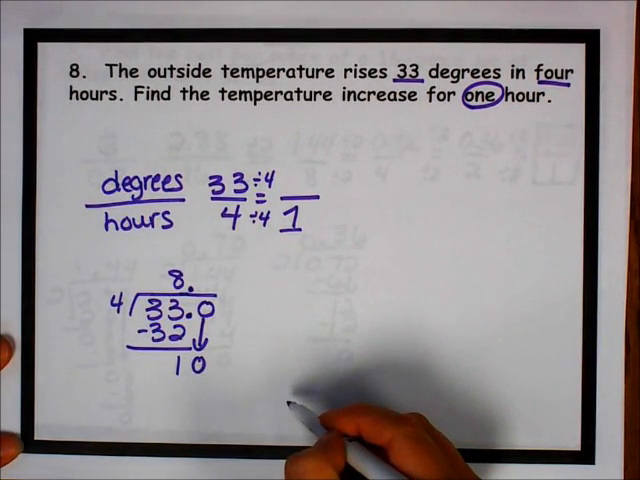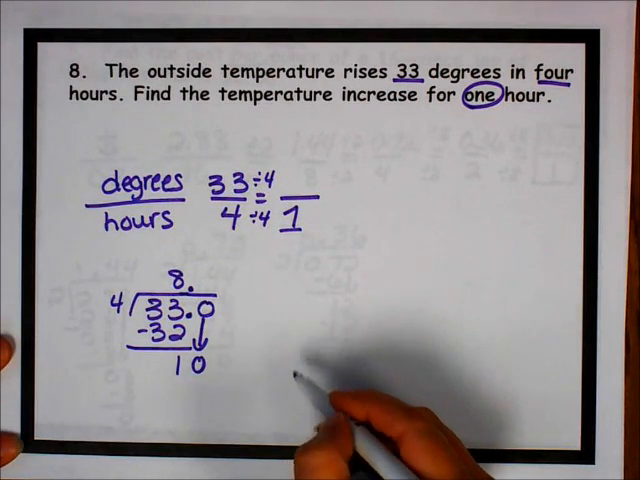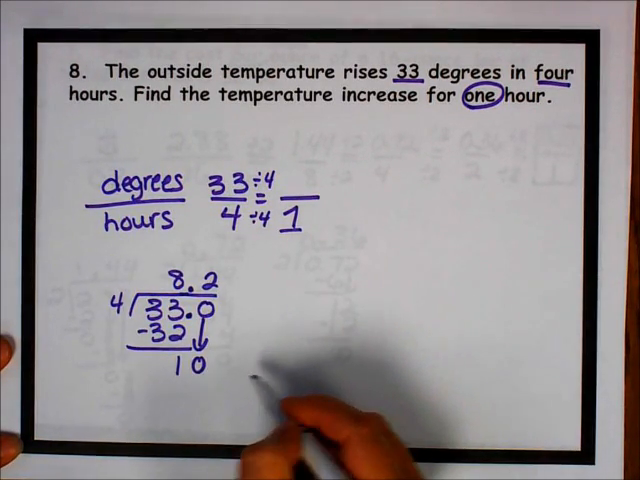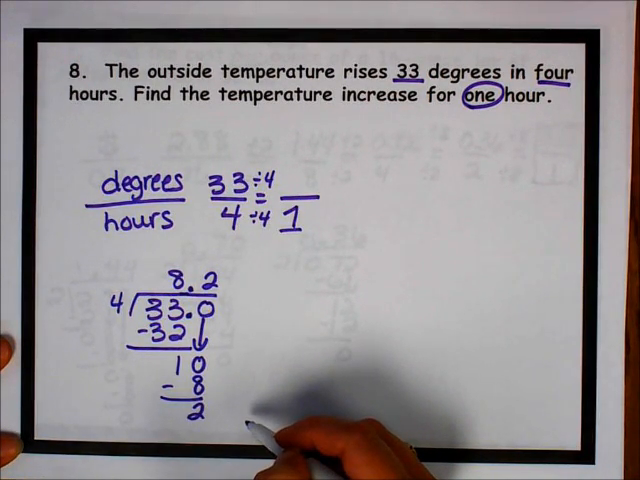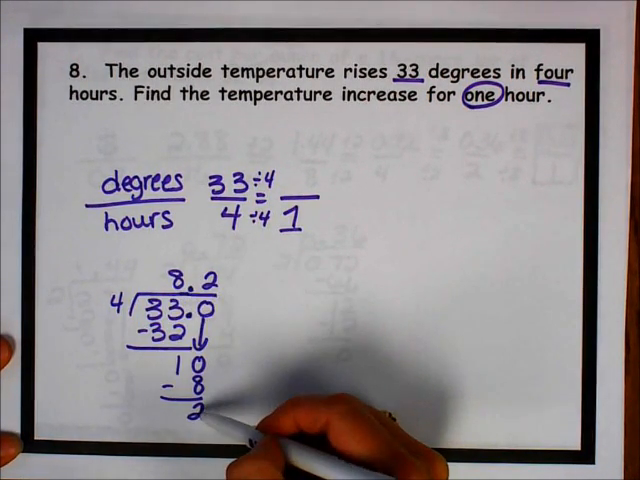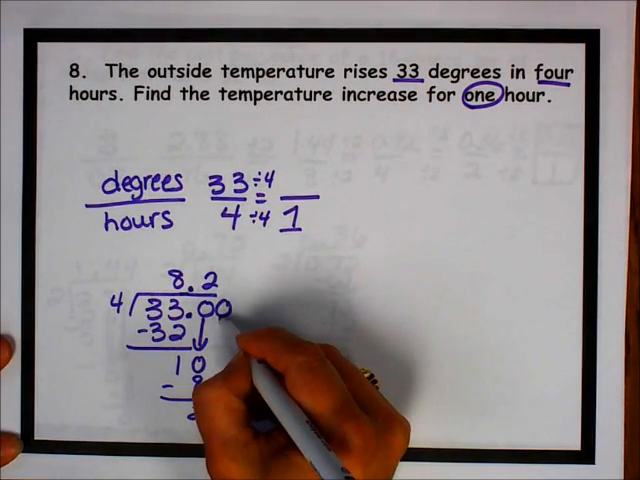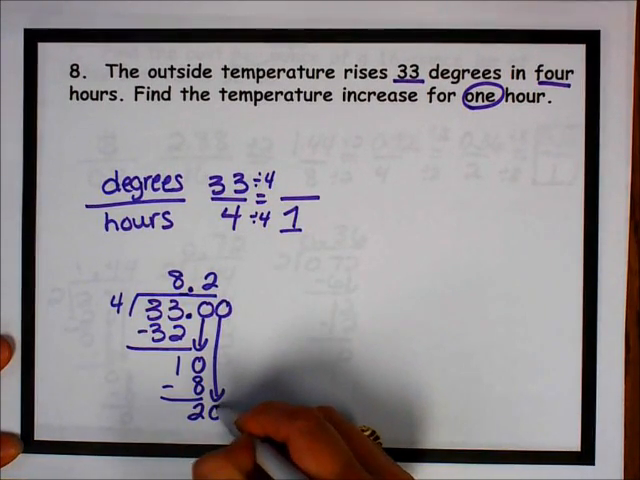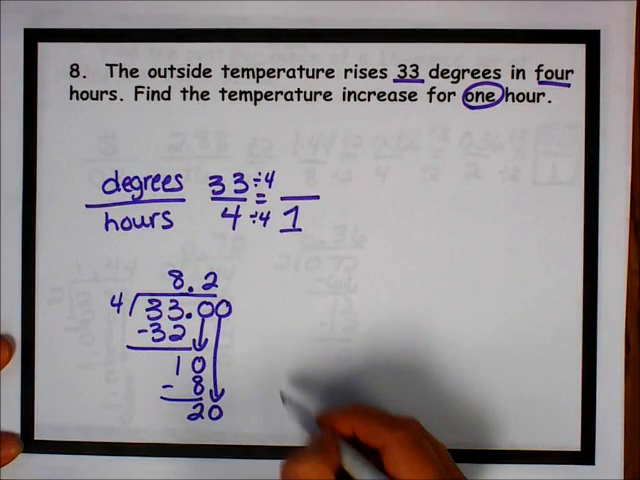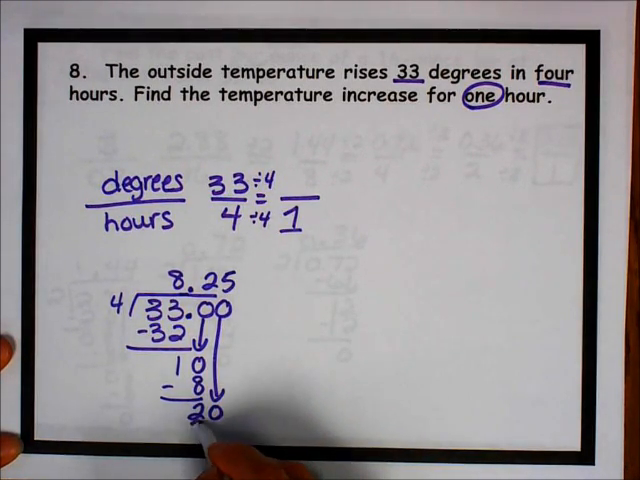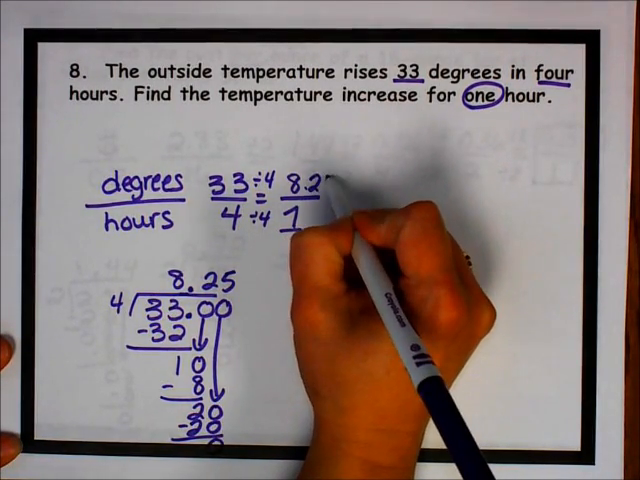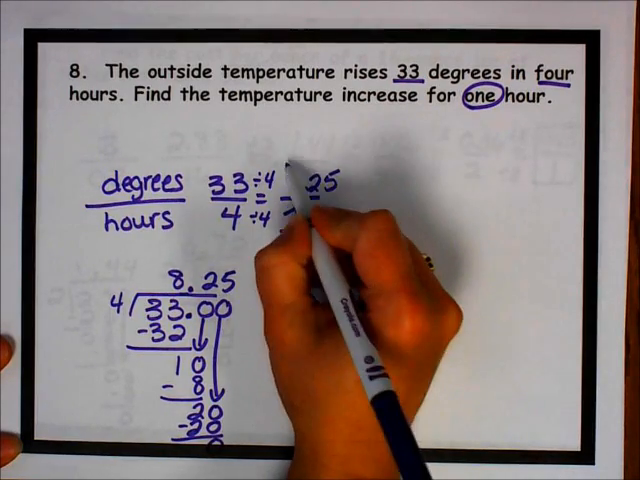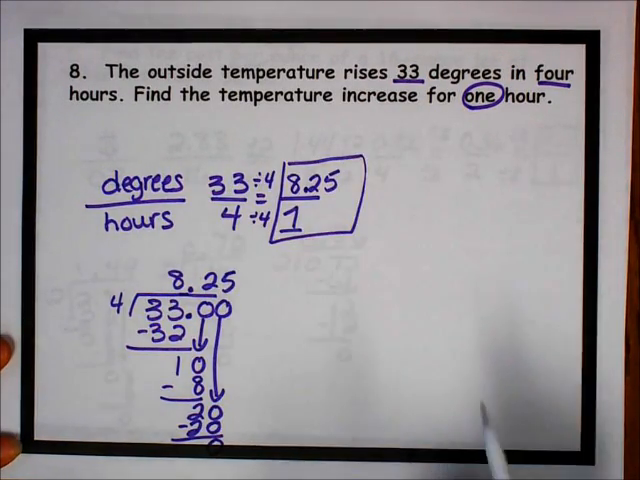I'm going to bring my 0 down. 4 divides into 10 2 times. 2 times 4 is 8, with 2 left over. Remember, I can't have a decimal and a remainder, so I add another 0, bring it down. 4 divides into 20 5 times, with none left over. So my temperature rose 8.25 degrees each hour.